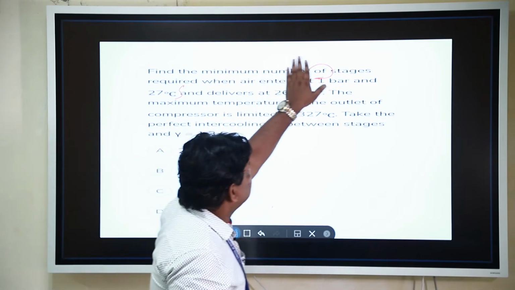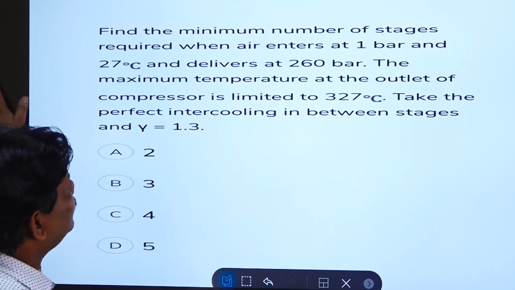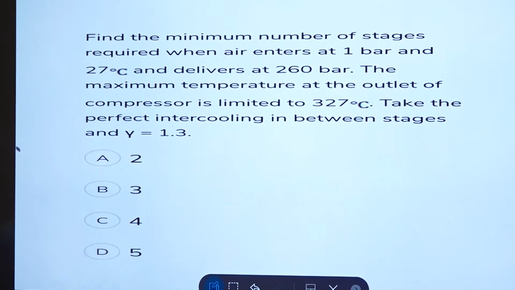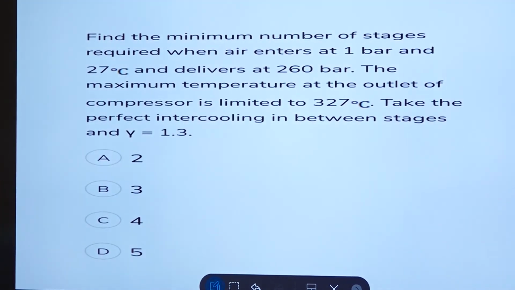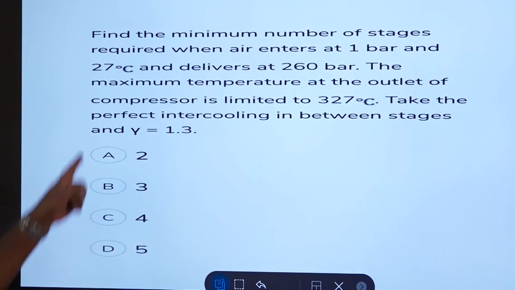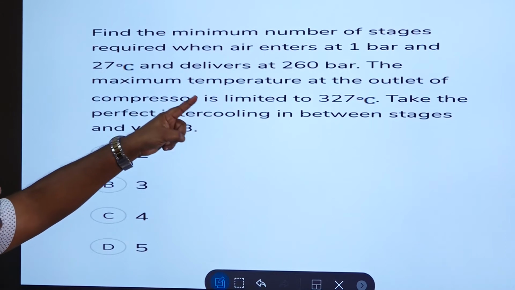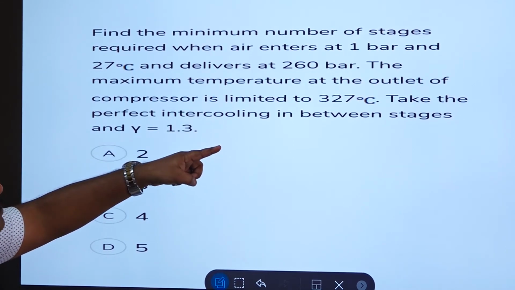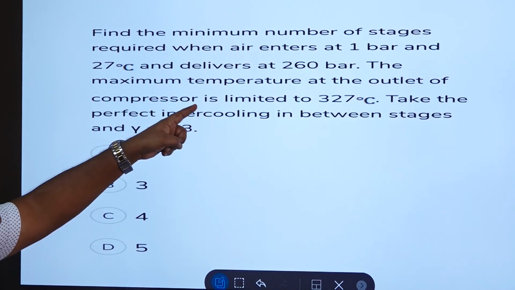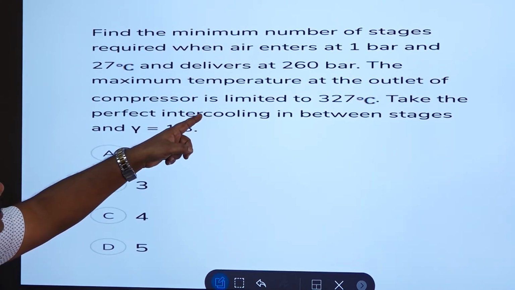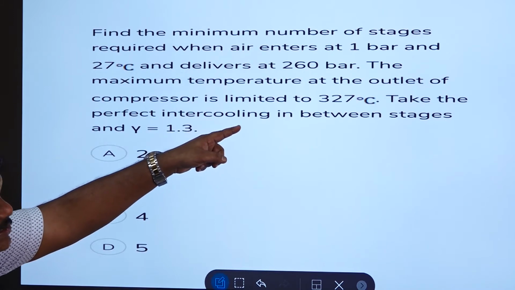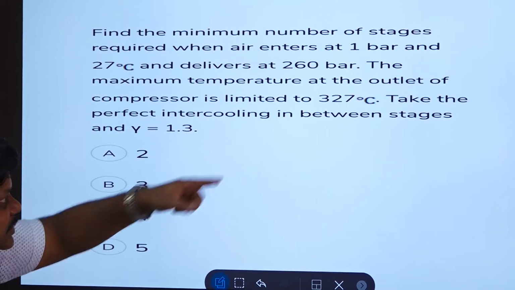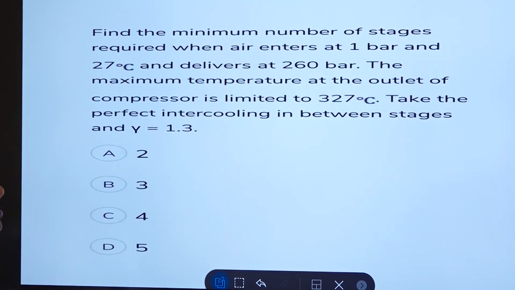Okay, the next one is, find the minimum number of stages required when air enters at 1 bar. P1 is given, T1 is given, then delivers at 260 bar. So P2 is given, P2 by P1 is given to you. The maximum temperature at the outlet of the compressor is given, that is 327 degrees centigrade. T2 is given to you. Take perfect intercooling between the stages and gamma equal to 1.3.